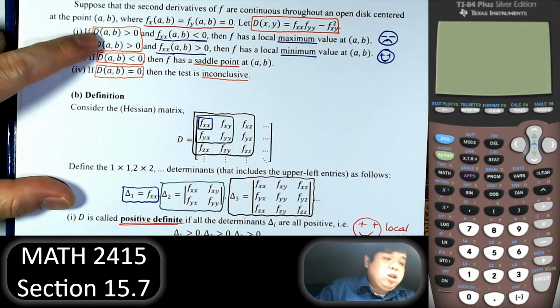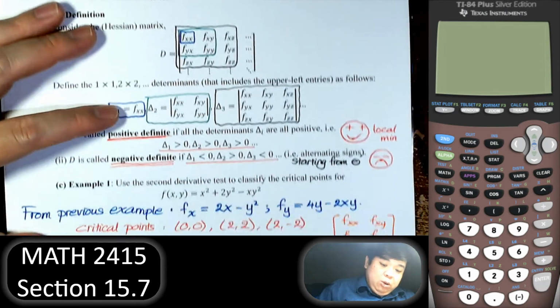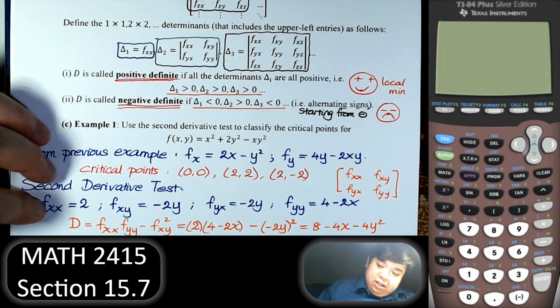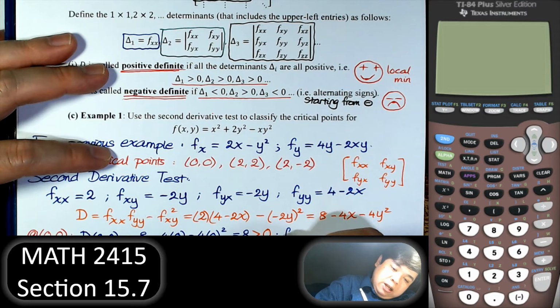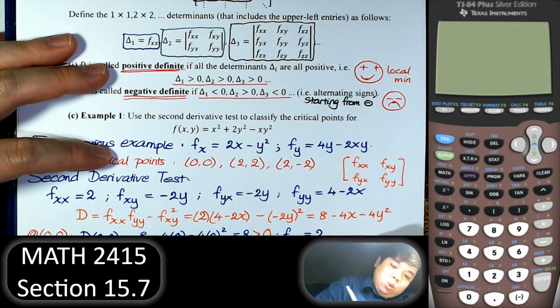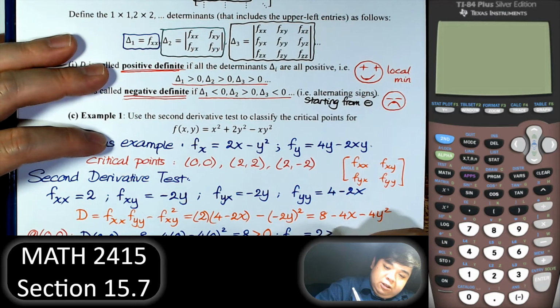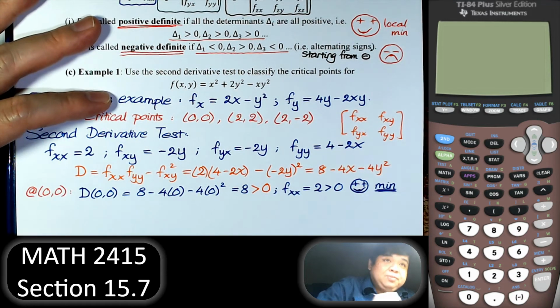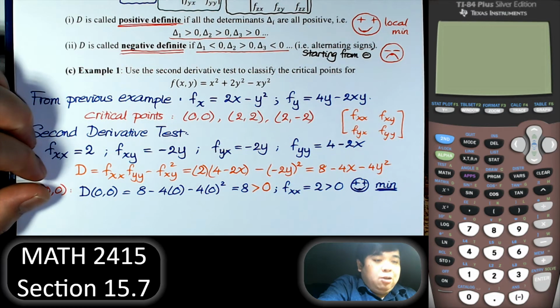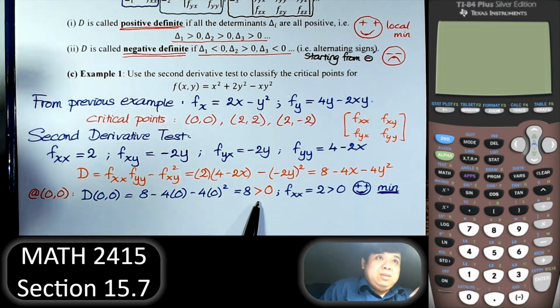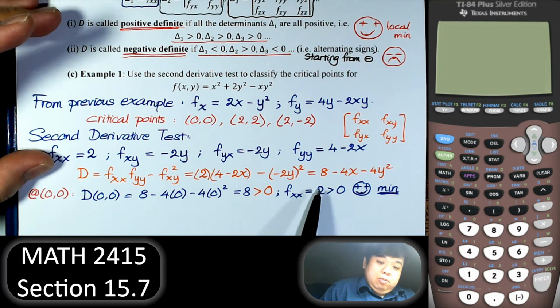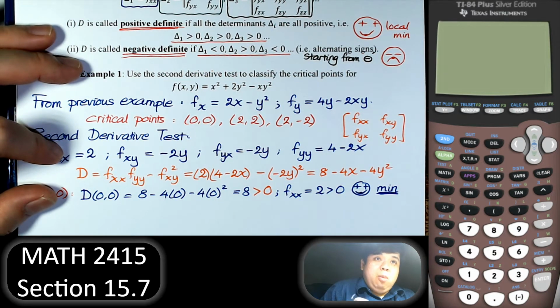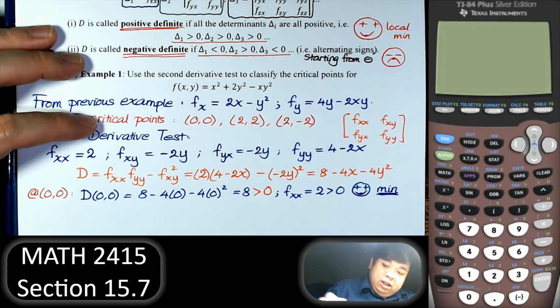Now, if it is positive, then it is either max or min. The way we determine that is based on fxx. fxx is 2, which is positive, and opens up. So this is the local min. The discriminant is positive, so there's a maximum or minimum, but fxx is also positive, so this is a positive definite. So there's a local min.